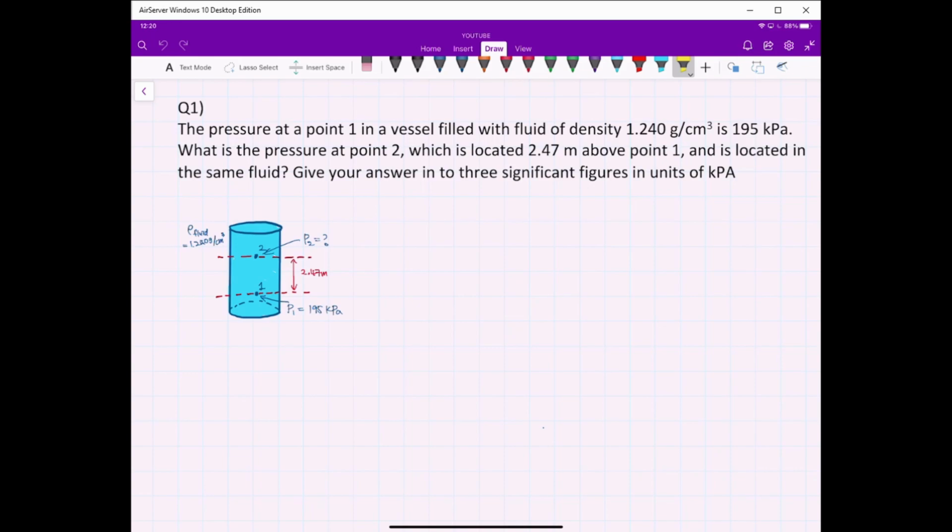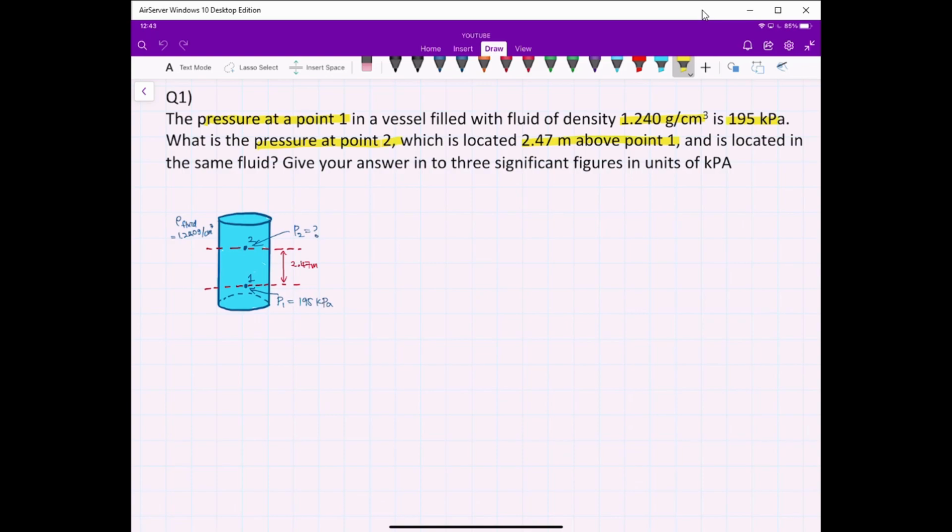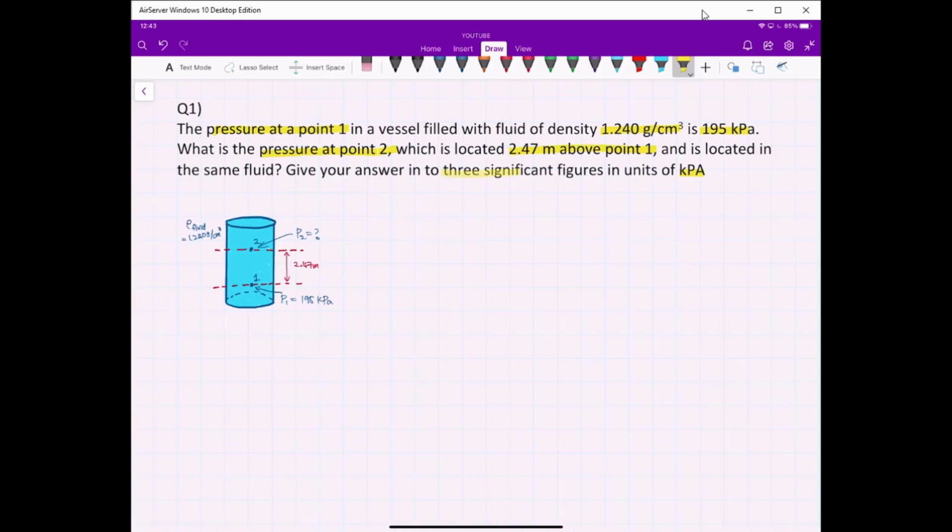Alright then, let's look at the question. This question tells you the pressure at point 1, which is 195 kilopascal, in a vessel filled with the fluid density of 1.240 gram per centimeter cubed, and asks you to find the pressure at point 2, which is 2.47 meter above point 1. And they are filled with the same fluid. We need to show pressure in unit of kilopascal to the nearest 3 significant figures.